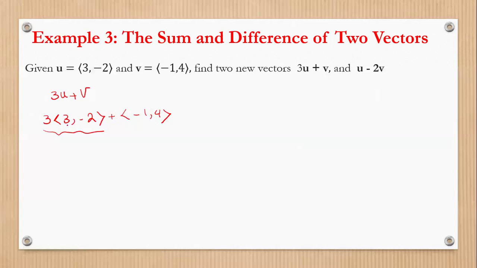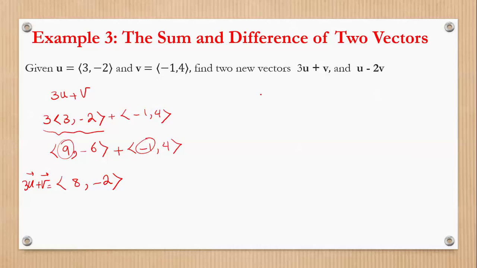And 3 times 3 is 9. 3 times negative 2 is negative 6. Now I need to add vector v. How do we add? Just the corresponding components. The first component, 9 plus negative 1. Second component, negative 6 plus 4. And that is 3u plus v. Now we are done.